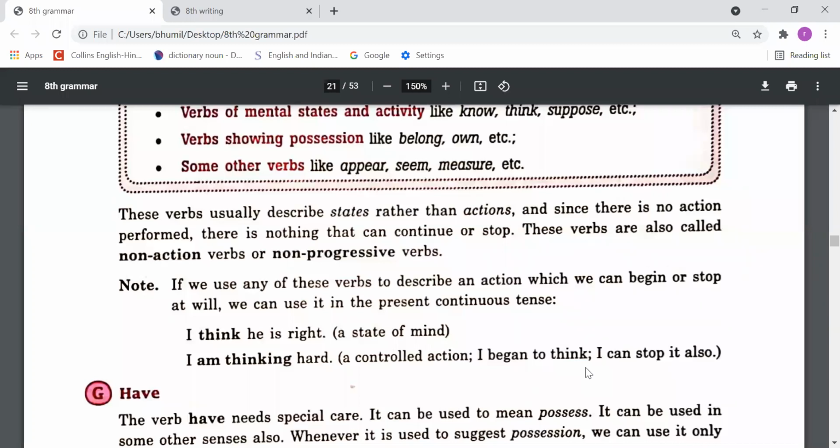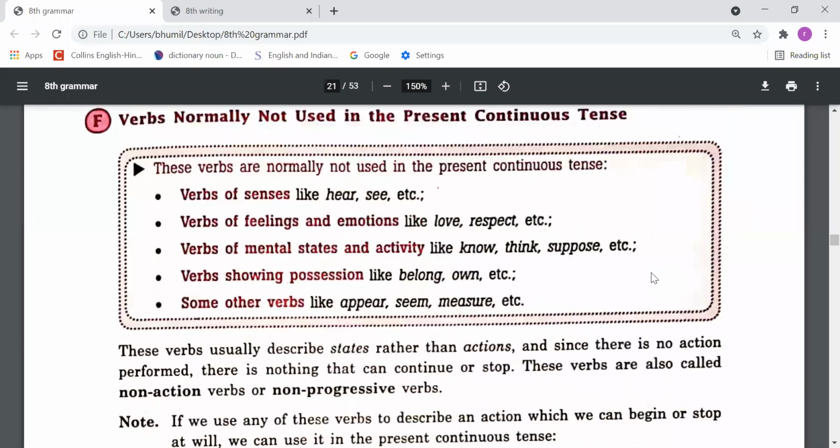So now let's understand these points in simple language. Dear students, we can't use these verbs in continuous tense. Why? The reason is simple: there is no action in these verbs. Whatever happens, happens automatically, without the will or intention of the speaker. Right? So that's why we can't use these verbs in a continuous tense.